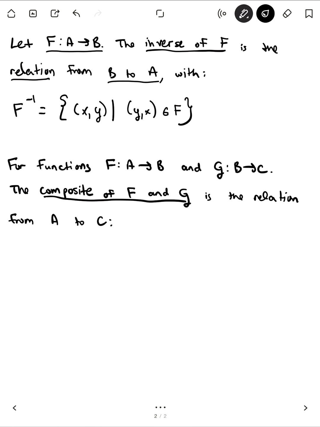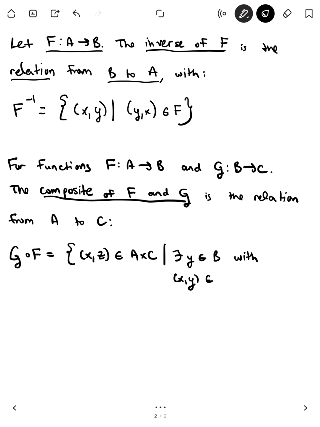It's the following relation. It's denoted g little circle f, and it's equal to, in set builder notation, the set of ordered pairs (x, z) in A cross C, such that there exists a y in B with (x, y) in f and (y, z) in g.